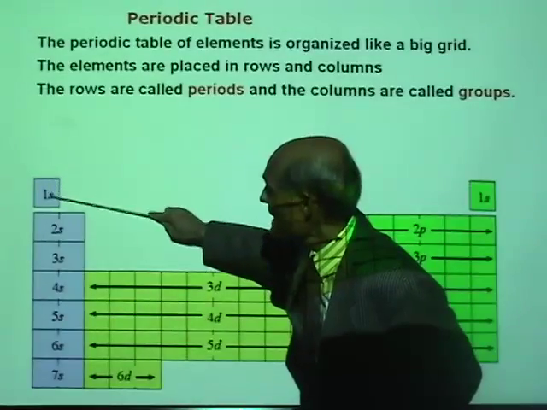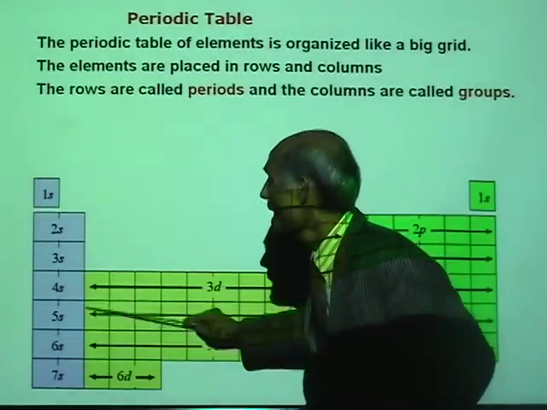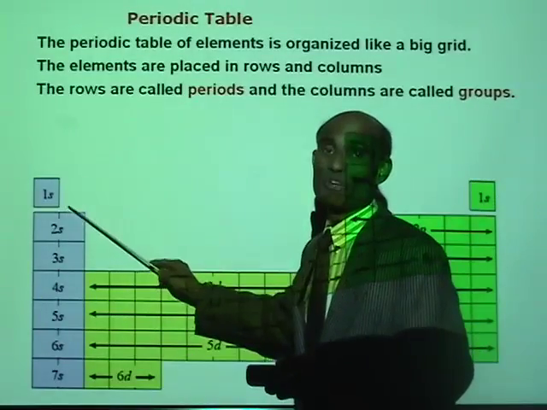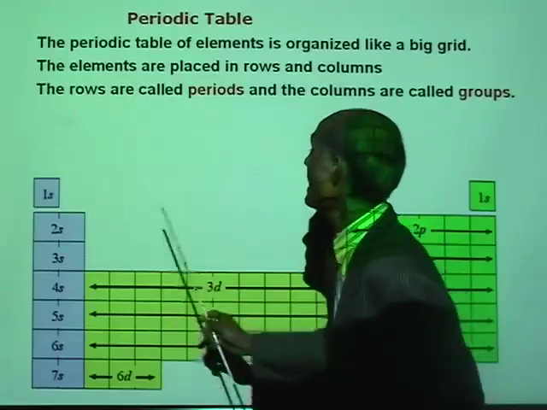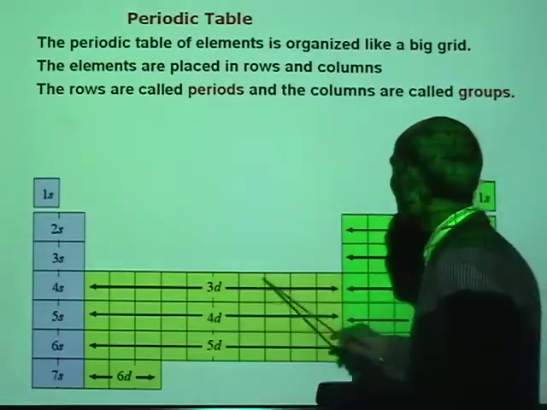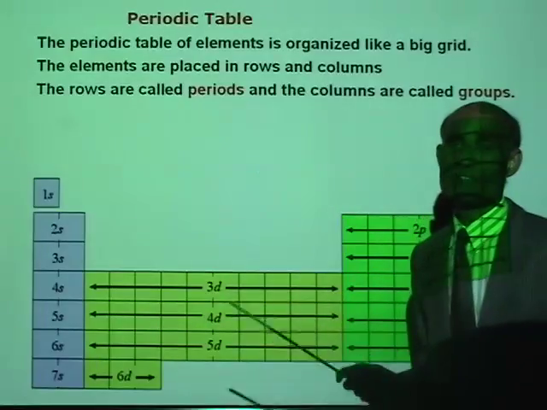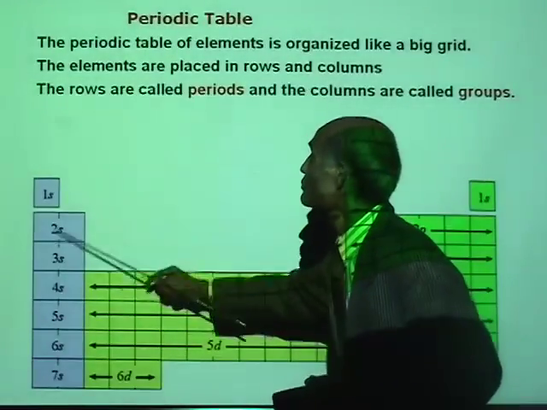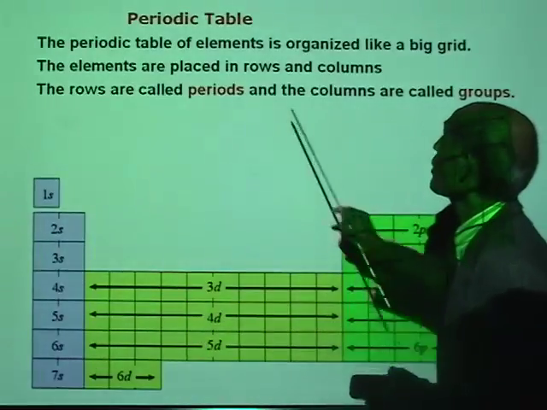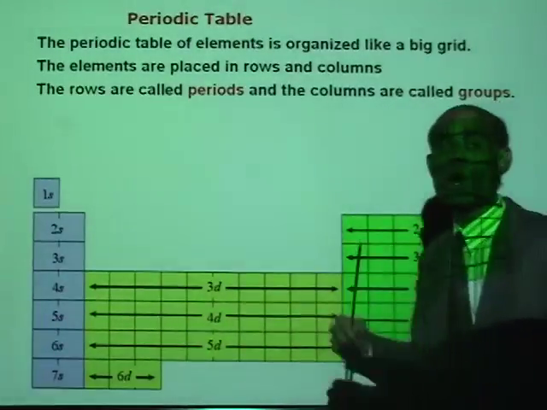So, if you take a column of elements, this is called a group of elements. Now, they all have something in common. Whereas, if you take a row of elements, it is called a period. Now, you got to remember those. The rows in a periodic table are called periods, and the columns are called groups.